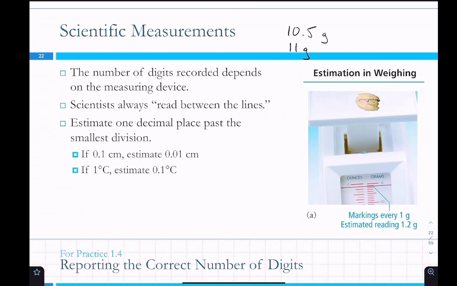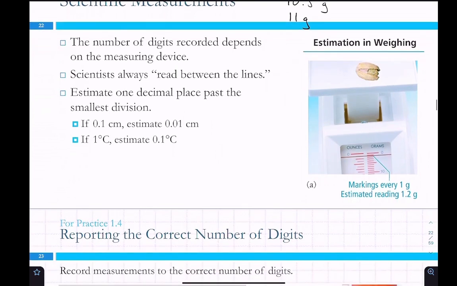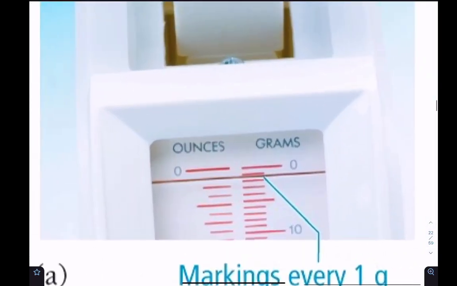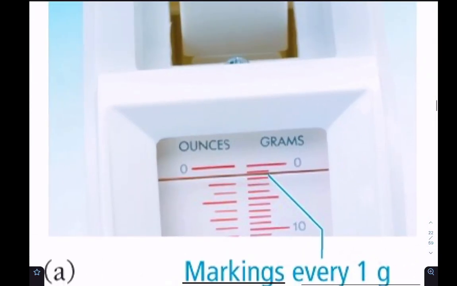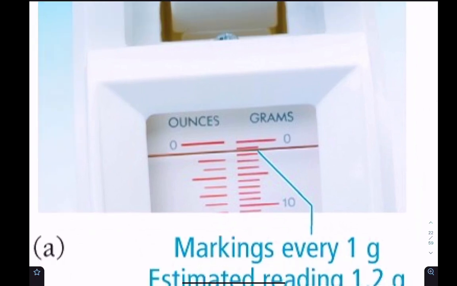Like on this scale here, these are divisions of 1 gram. And so it's just past the 1 gram mark. So we might call it 1.2, 1.1. That's where you're going to make your best guess, right? Try to visualize, usually starting at the halfway point and say, okay, is it less than half? And then how much less than half?